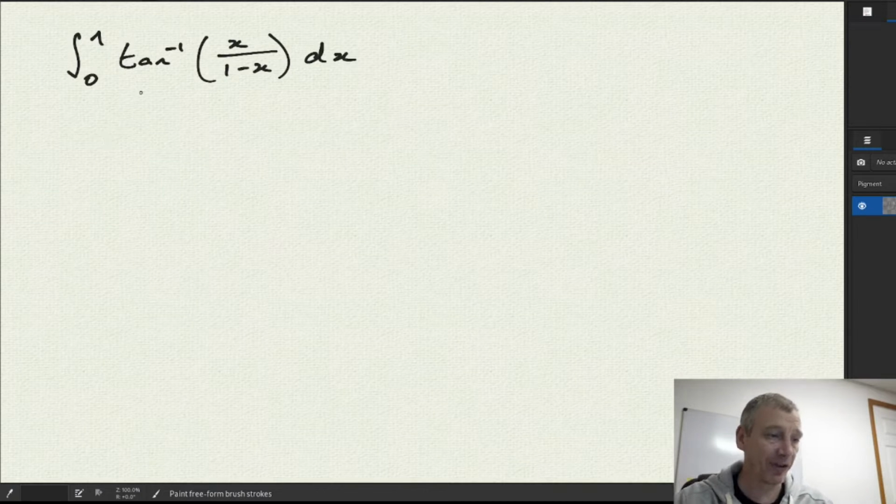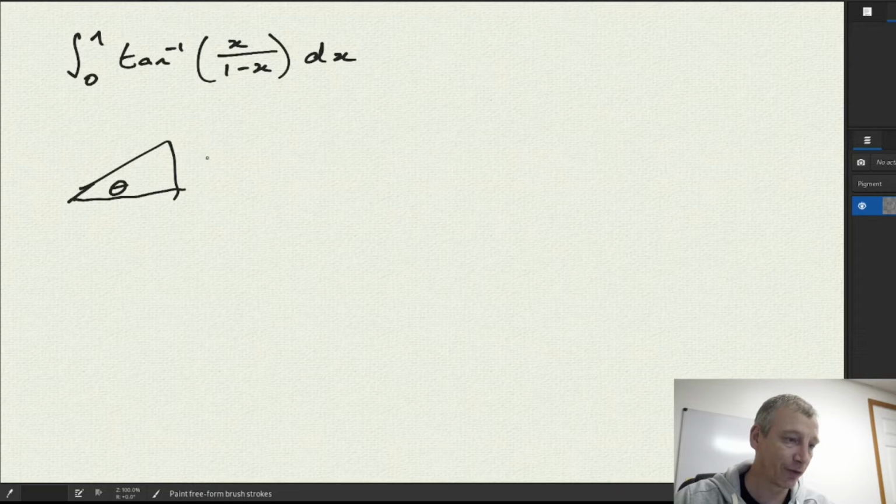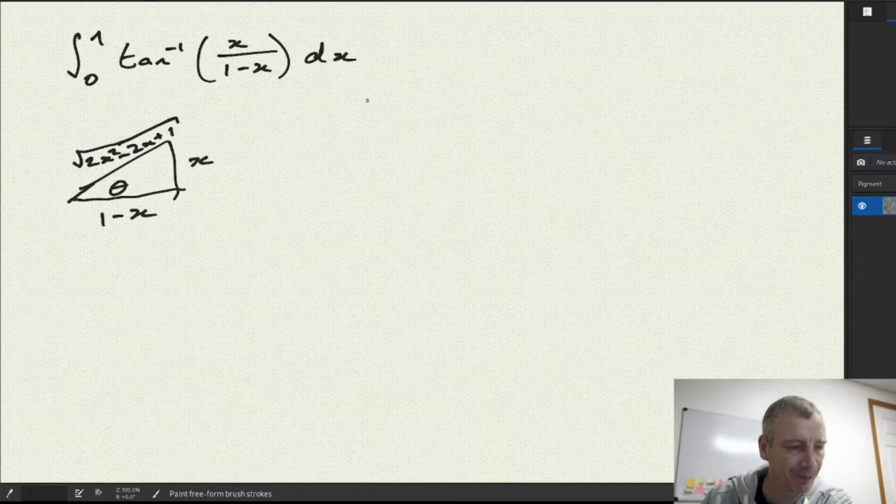Now, obviously, when we see a trig function like an inverse tan, we're kind of thinking triangle. So the first thing that I did is, well, what's the angle that has a tan of x over 1 minus x? It's going to be x there, 1 minus x. And then if you calculate the hypotenuse, it's going to be the square root of 2x squared minus 2x plus 1. Which doesn't look particularly useful.